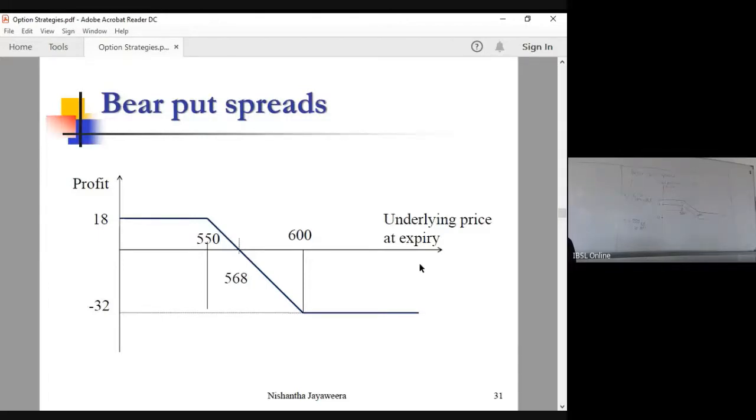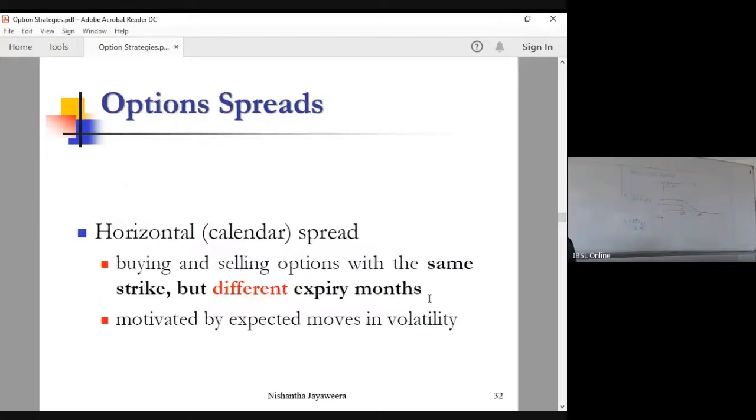What are horizontal spreads? As I mentioned earlier, horizontal spreads are also called calendar spreads, because the two options have two different expiries. So you buy and sell options with the same strike but different expiry months. You may buy a 1 month call and sell a 2 month call on the same strike. The strike price is the same but the expiry dates are different.